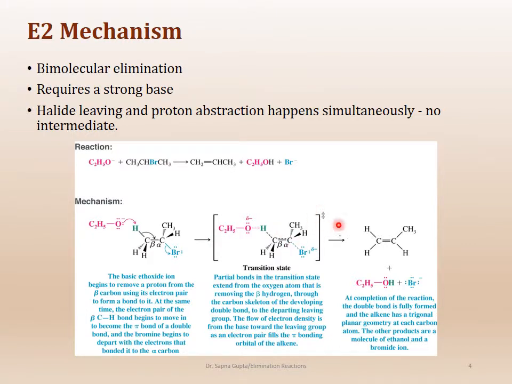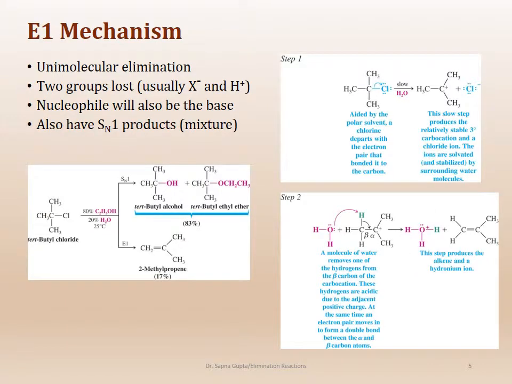It's shown in square brackets with a little symbol on the top. Eventually, the base wins, it gets the proton, and the electrons are left on the carbon-carbon, and the leaving group has to go away. So this is our main product over here. Bromide is the leaving group. So this is the mechanism. Again, in the transition state, you have the involvement of the base as well as the leaving group and the substrate. Everything is there, so since both of them are there, this is called the E2 mechanism.